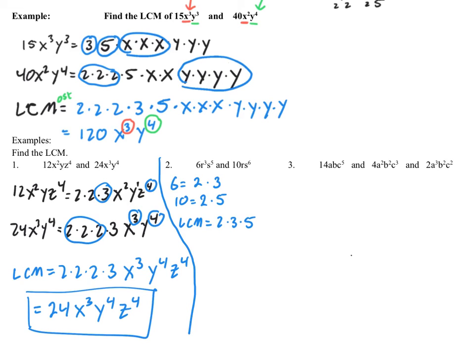And then I can just look at my variables. I can say which is bigger. R to the 3rd is the larger of the r's. S to the 6th is the larger exponent of the s's. And then I just simply need to multiply together those numbers, 2 times 3 times 5, to get 30 R to the 3rd, S to the 6th.